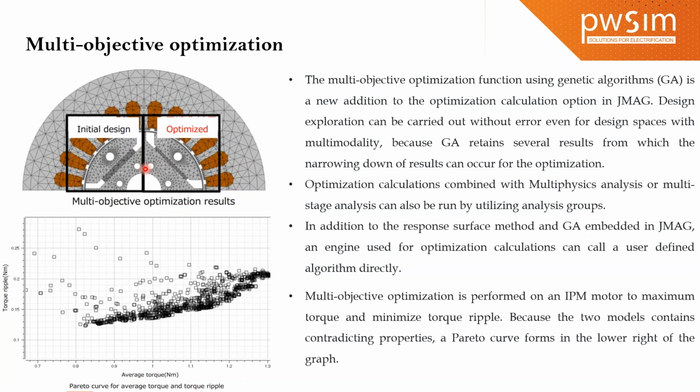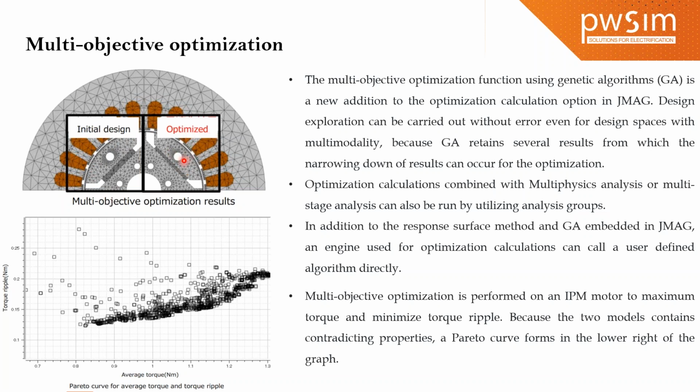the multi-objective optimization is performed on an IPM motor to maximize the torque and minimize the torque ripple. The x-axis defines the average torque in Newton meters, and the y-axis defines the torque ripple. Here you have various results for various design topologies of the rotor configuration. For example, the left hand side shows the initial design, and the right hand side shows the optimized design.